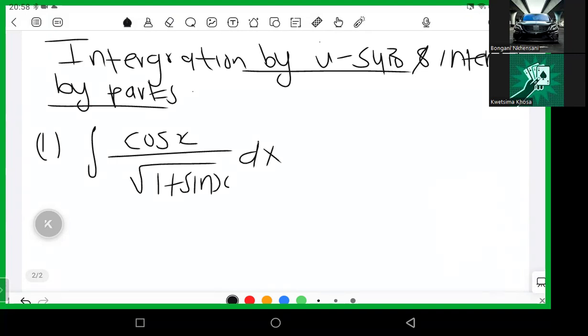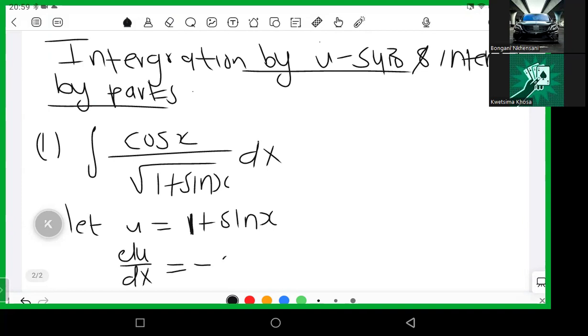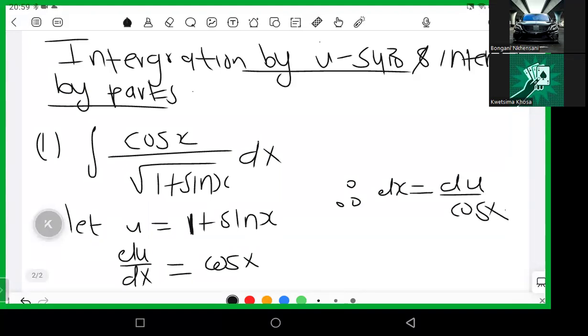With this one, we're going to let u be equal to 1 plus sine x. In most cases, we let the expression inside the square root be u. And du over dx will be equal to cosine x. Therefore, dx will be equal to du over cosine x.